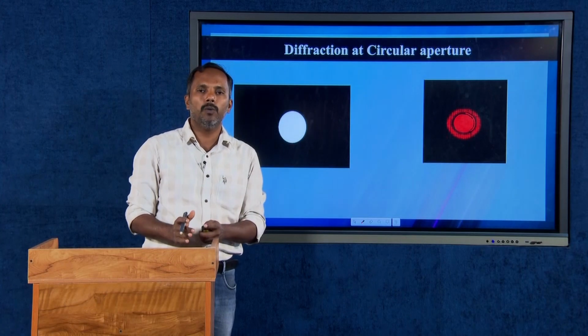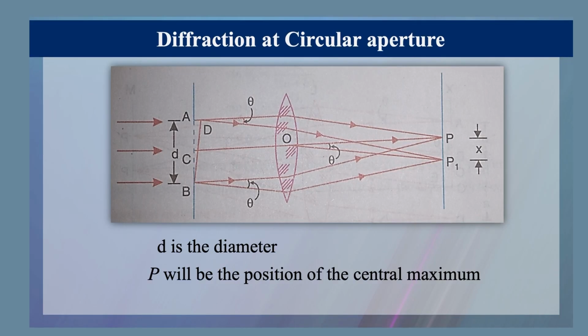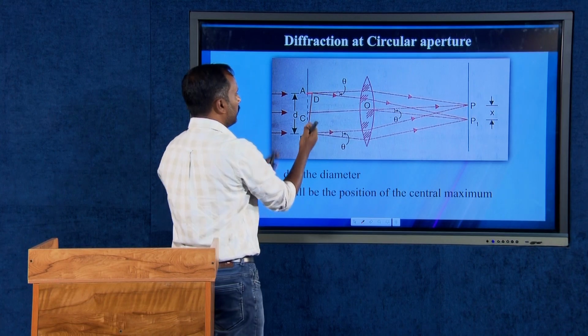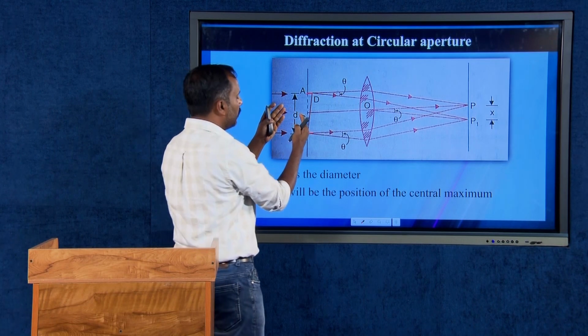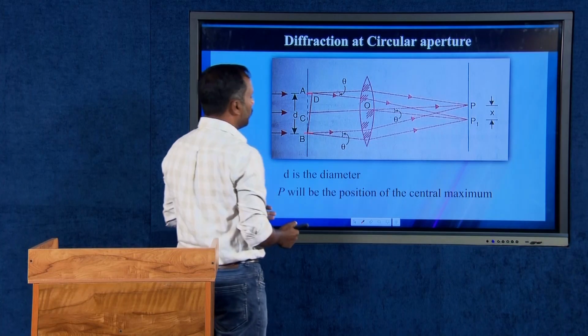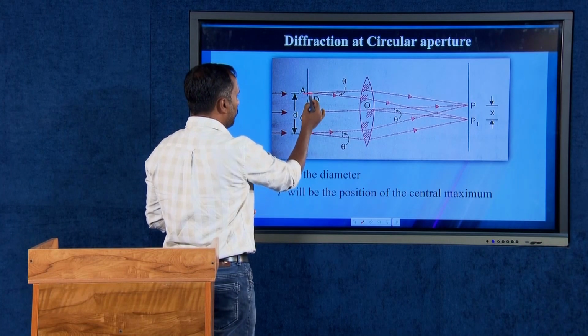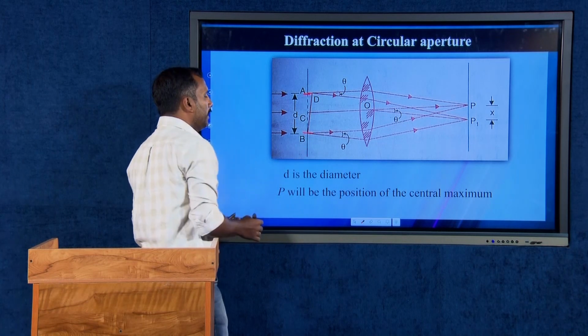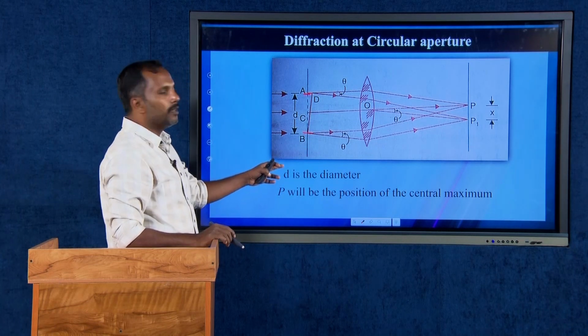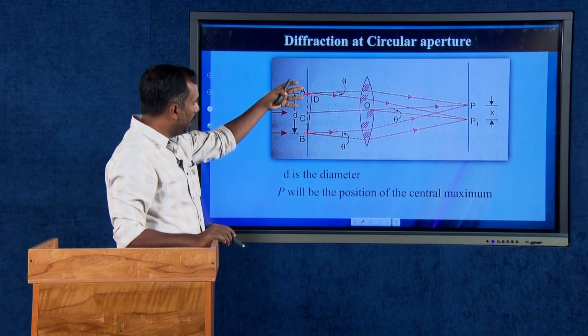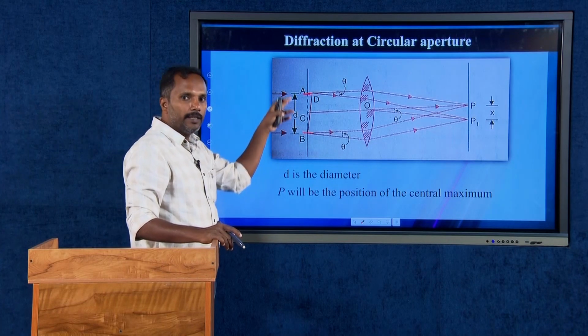Now let us discuss how this pattern forms. So this is the pictorial diagram to explain the theory of the formation of diffraction from the circular aperture, and here we are considering a circular aperture. Essentially we require a three-dimensional view. Here AB is the circular aperture, and D is the diameter of that circular aperture.